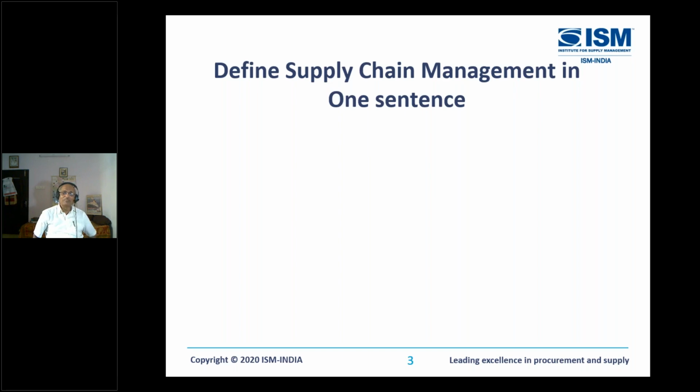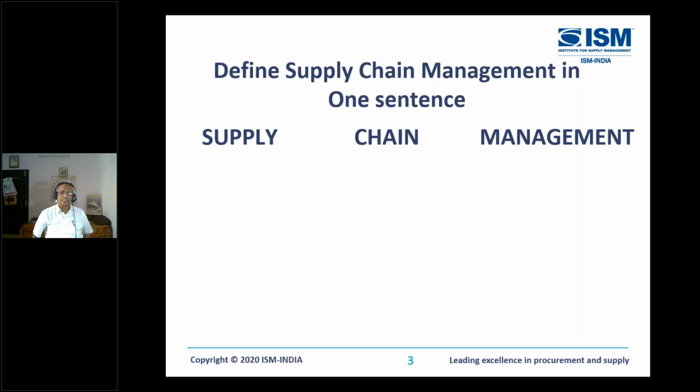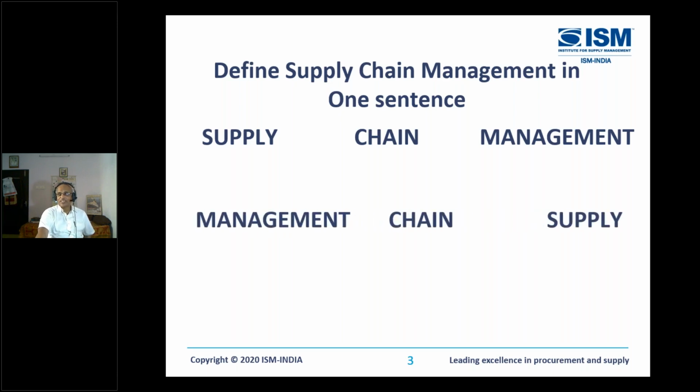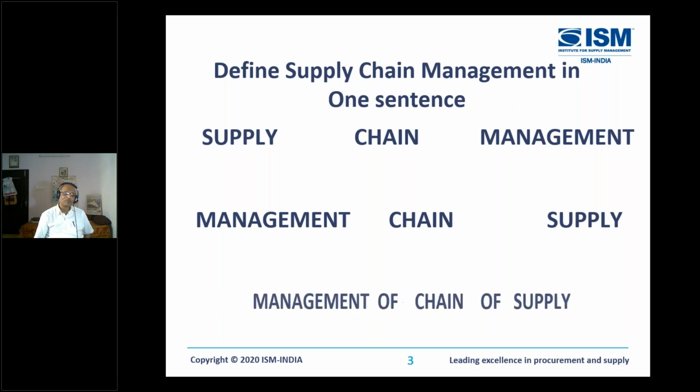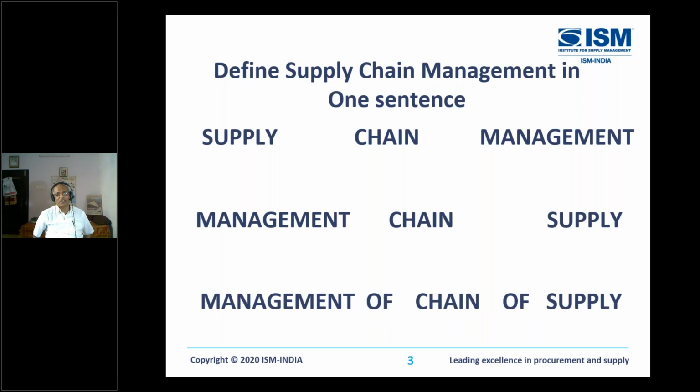So anyway, I looked up and then I replied. What I replied is given below: supply chain management. Now, if you change supply and management, these two words, you just interchange. What do you get? Management, chain, and supply. Now you put two prepositions of in between this. What do you get? Management of chain of supply.